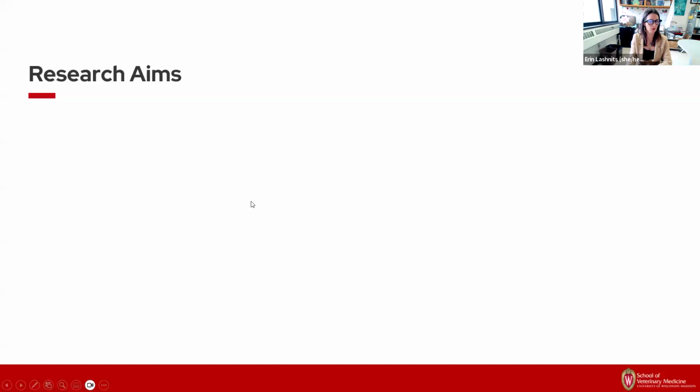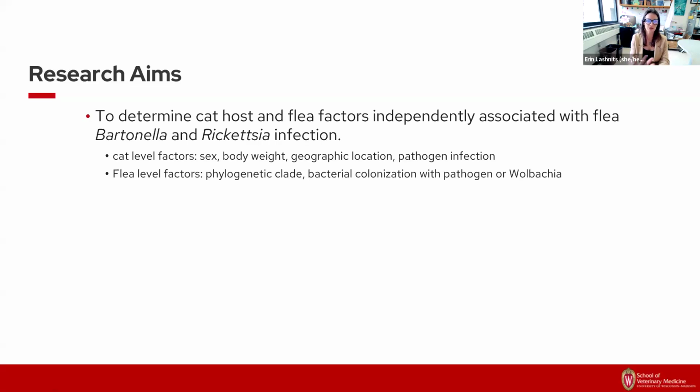So the specific aims for this paper or this project were to determine the cat host and the flea vector factors that were independently associated with flea infection with Bartonella and Rickettsia. So we looked at a number of cat level factors, things like the sex of the cat, the weight of the cat, the geographic location the cat lived in, and the pathogen infection of the cat itself. We then also looked at flea factors, and that included the phylogenetic clade, as I reviewed those clades from a previous paper before, and then bacterial colonization with various pathogens or with the commensal Wolbachia.